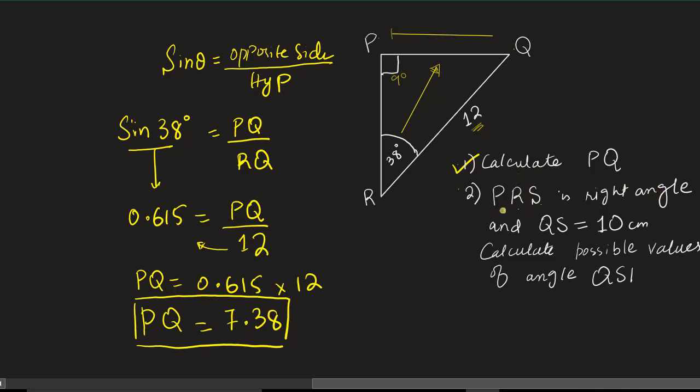When we say PRS, we are focused on the middle term. That means this R is 90. When it is 90, we need to draw a horizontal line from the R, and it goes on, and then another line from the Q joins with the S. QS is given as 10 centimeters, and we have to find the possible values of angle QSR.